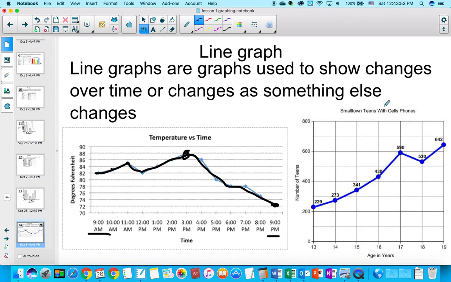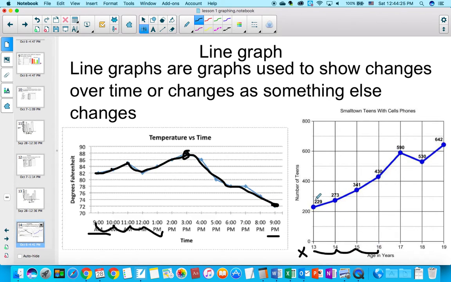Here we have teens with cell phones and how old they are. Again, these numbers change into each other. Time, 9 a.m. becomes 10 a.m., 10 a.m. becomes 11, and so on. Right here we have 13 becomes 14, 15, 16. It's continuous. Each number is changing into the next. And so you can use a line graph. If your x-axis has continuous categories, the numbers or the values change into each other.